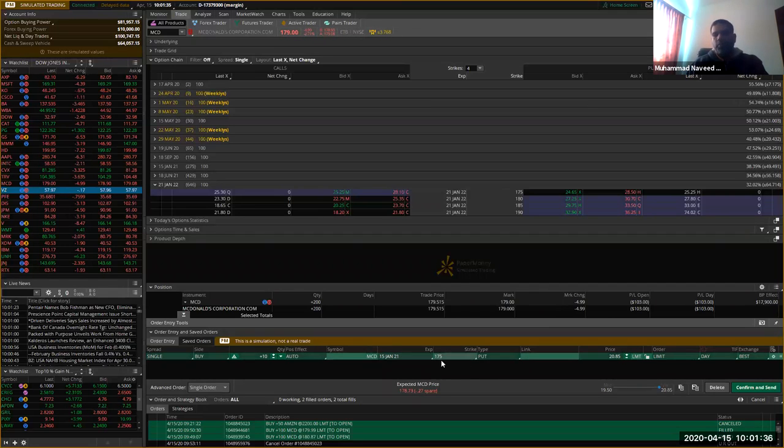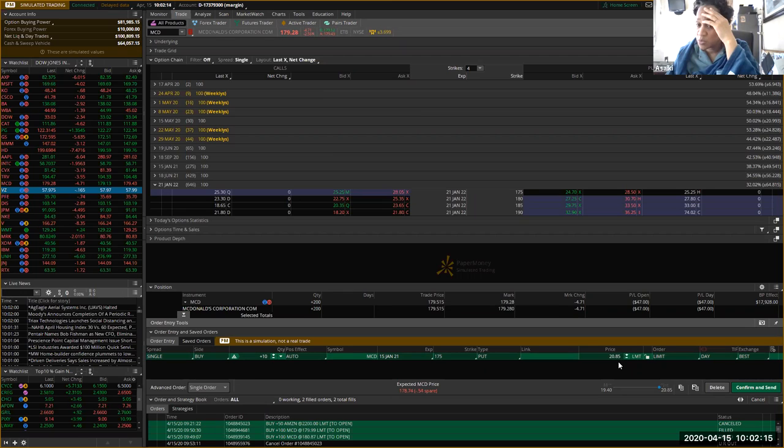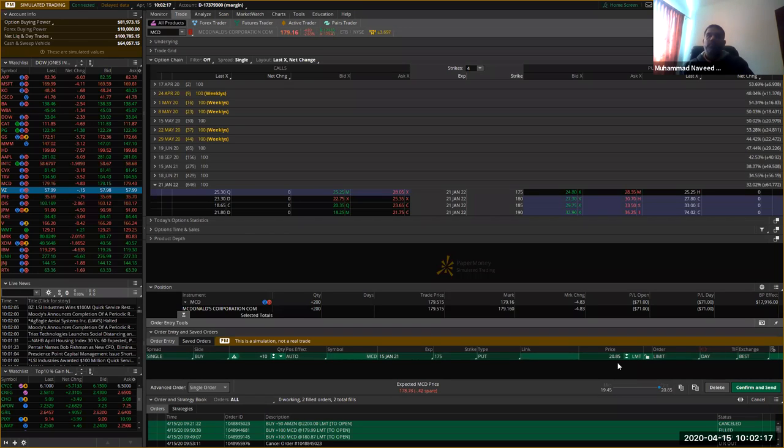Can you repeat that? So this is an option to purchase McDonald's at $175 all the way until 15th January 2021. But I have to pay $20 right now, almost $21, $20.85. I have to pay that money right now. So I have to expect that this price is going to go up to at least $196 for it to make financial sense to pay this premium today. And that premium is $20, $21 per share? Per share, yes. 25 shares. Yes.